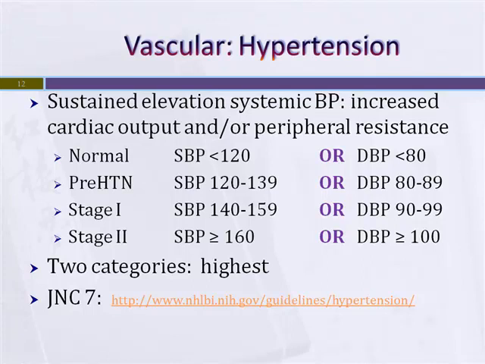So if somebody had 170 over 92, they would be classified as stage 2, okay? So it's the highest category of the 2. That's where they get ranked.